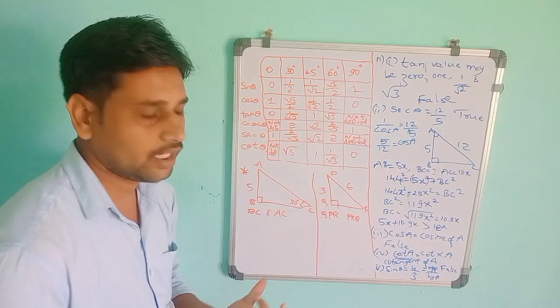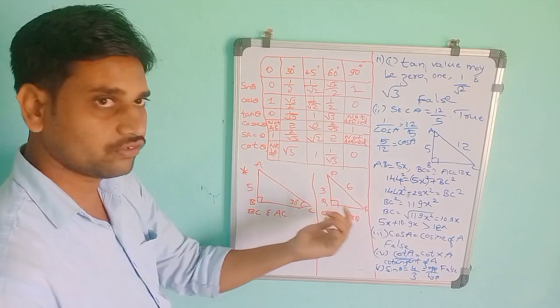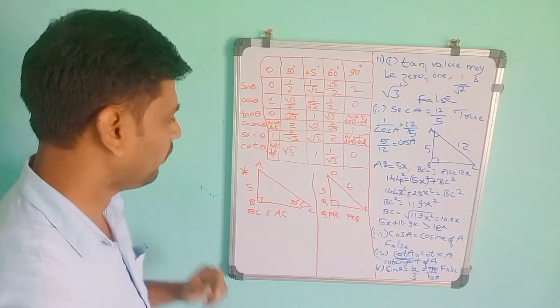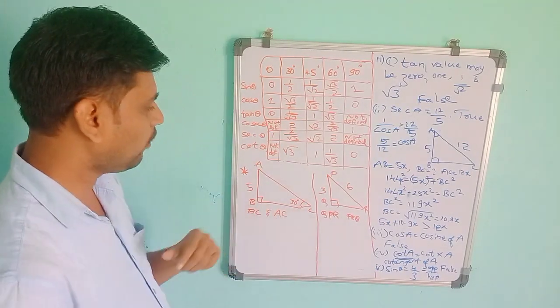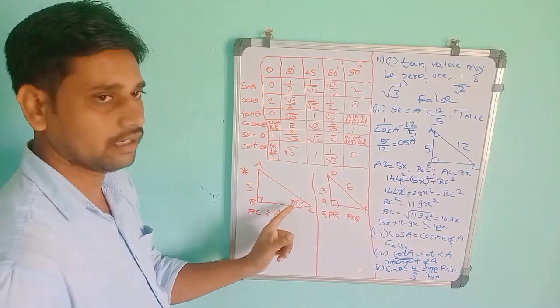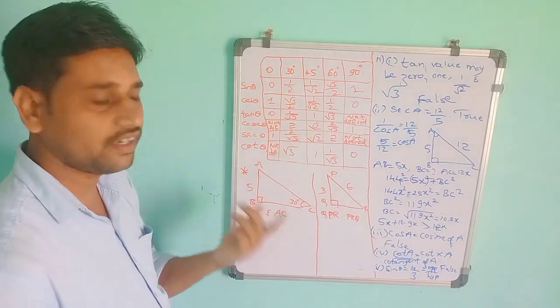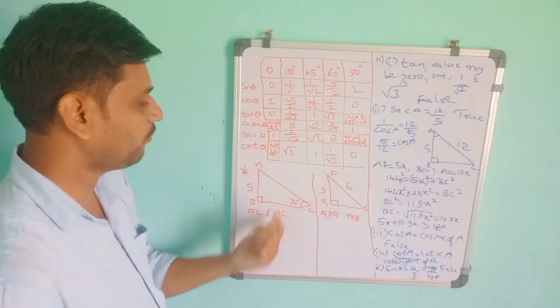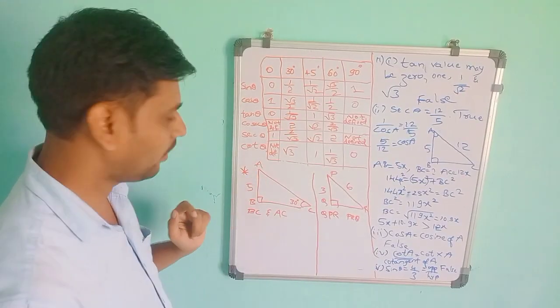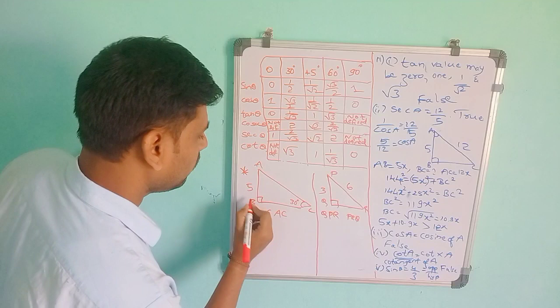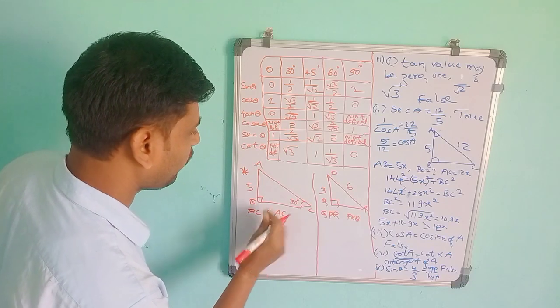Why I wrote these two at a time is because they are related to one concept. So when you know the value of one side and one angle, then we can find the other sides of the triangle and also the angles of the right angle triangle. So if you take this, BC and AC are there. So I have to find out BC and AC.